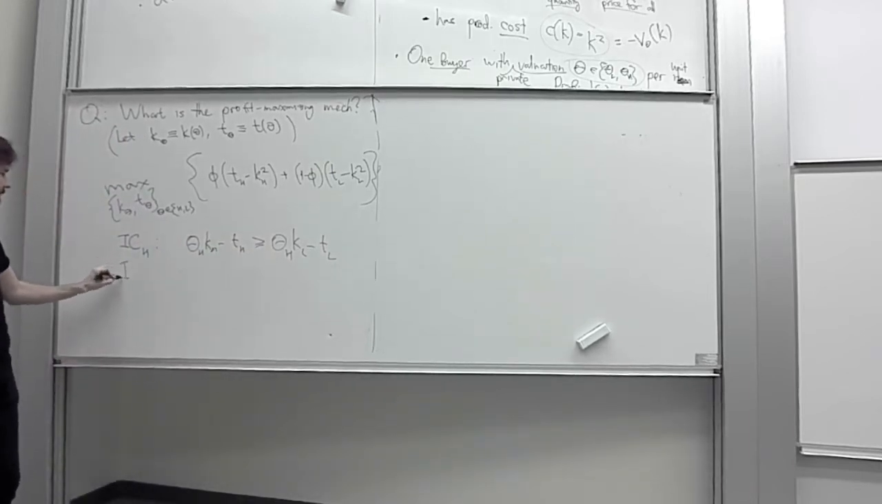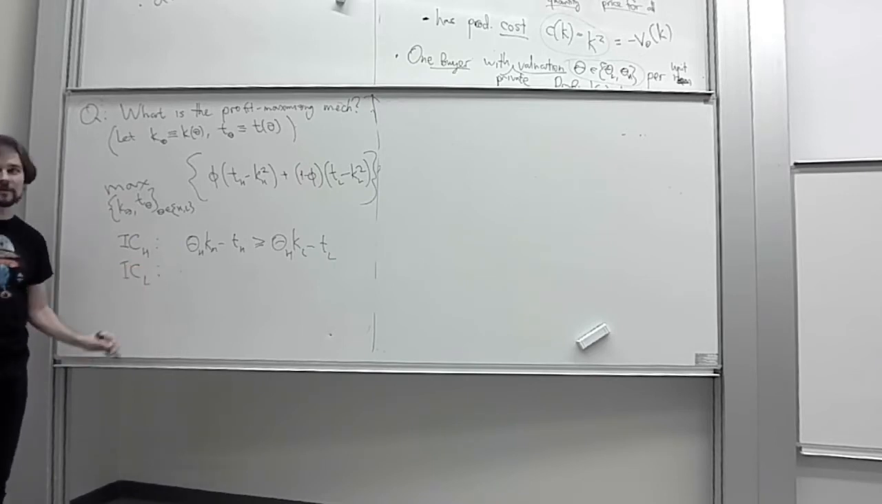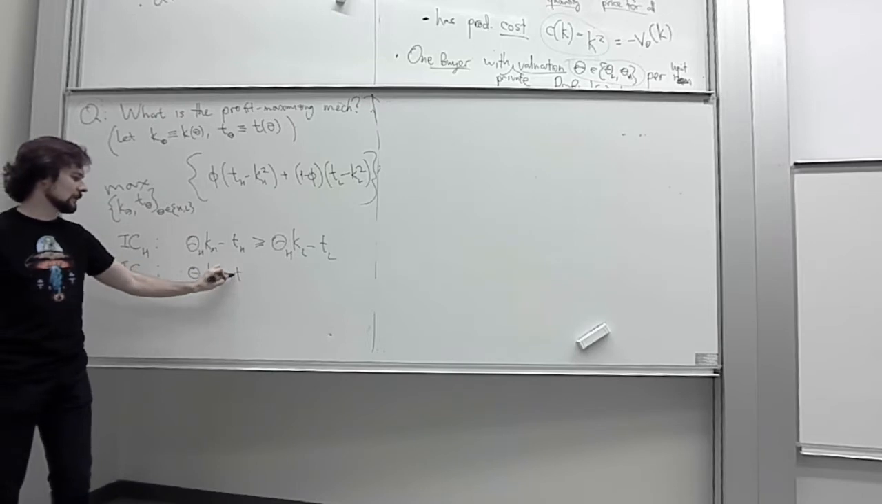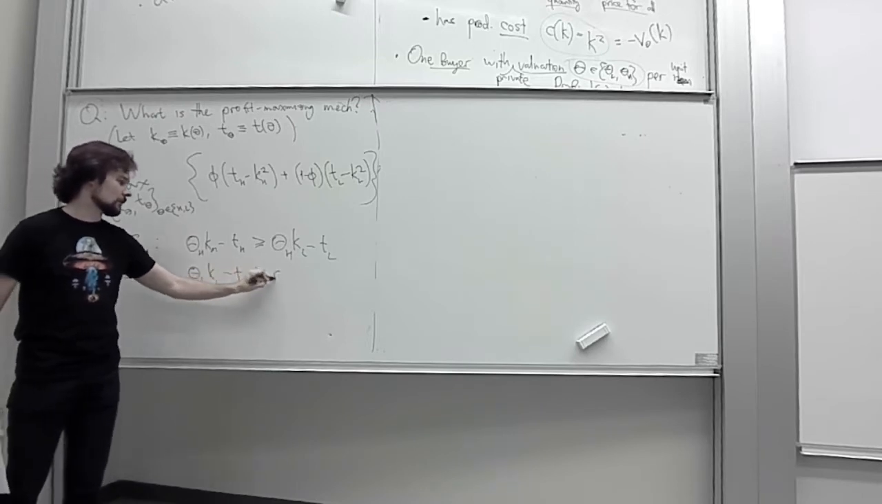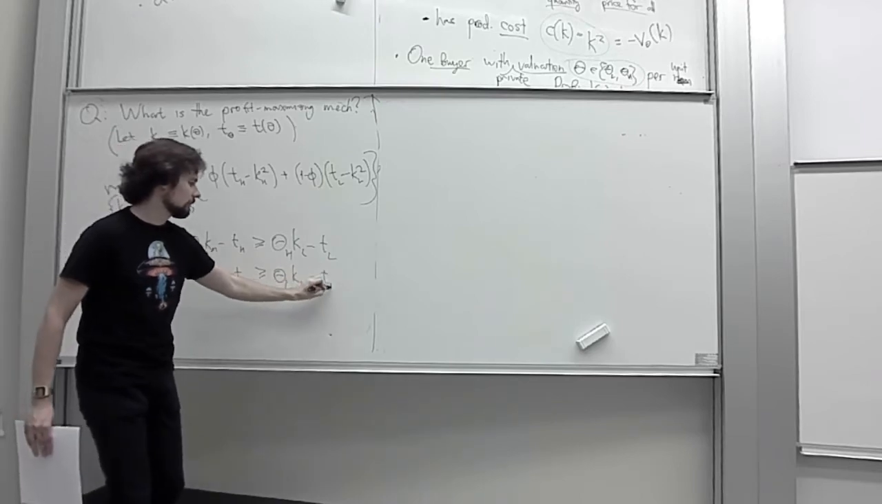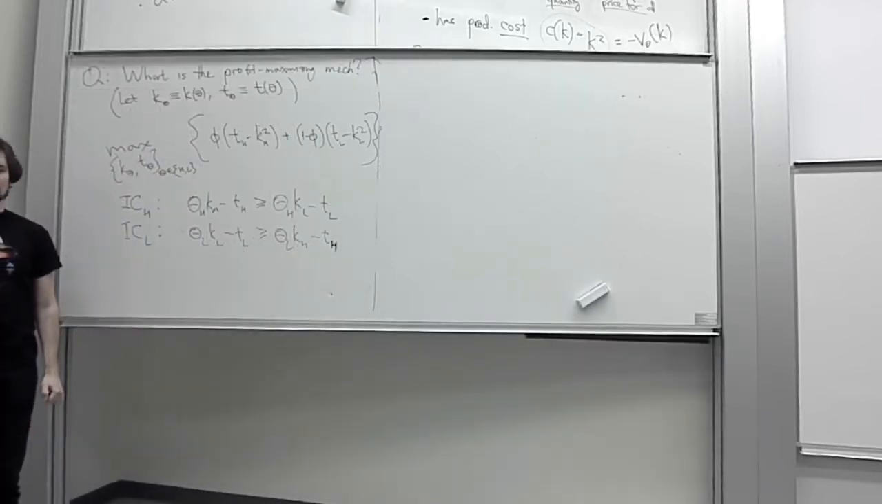So we have a similar incentive compatibility condition for the low type. Theta L times KL minus TL must be greater than or equal to theta L times KH minus TH. That's it for the IC conditions.